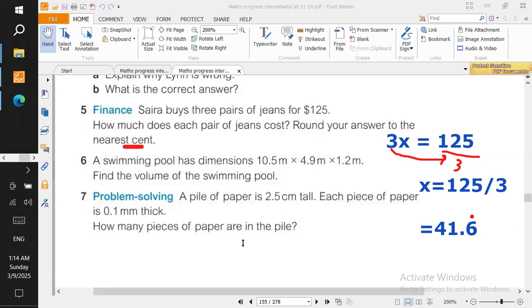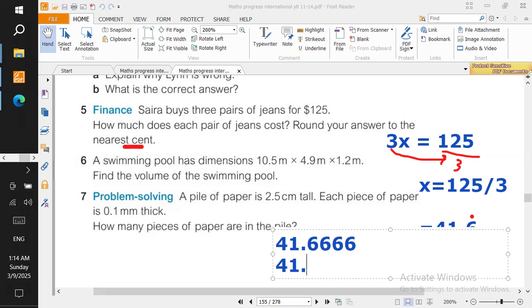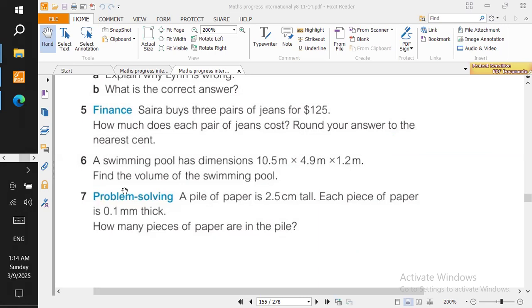So basically the answer is like this, 41.6666 repeated. So the answer will be 41.67, rounded to the nearest cent. If they say rounded to the nearest whole number, it's going to be 42. And this is how you solve problems regarding decimals and mixed numbers.